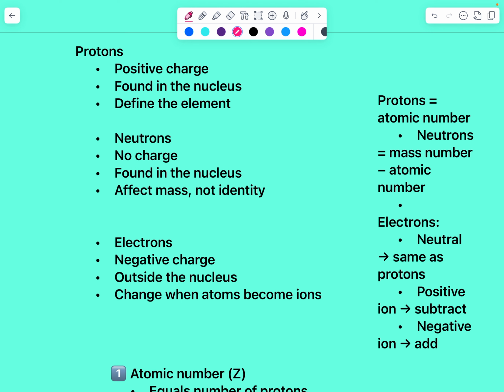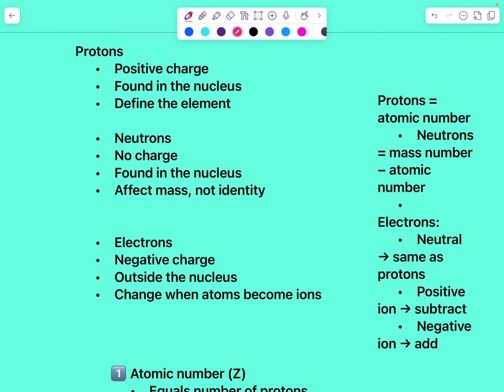In this video we are going to talk about counting protons, neutrons, and electrons. I'm the Soft Spoken Scientist, ready to go. So let's get started. Protons, neutrons, electrons, the big three. What are these really? These are just particles.